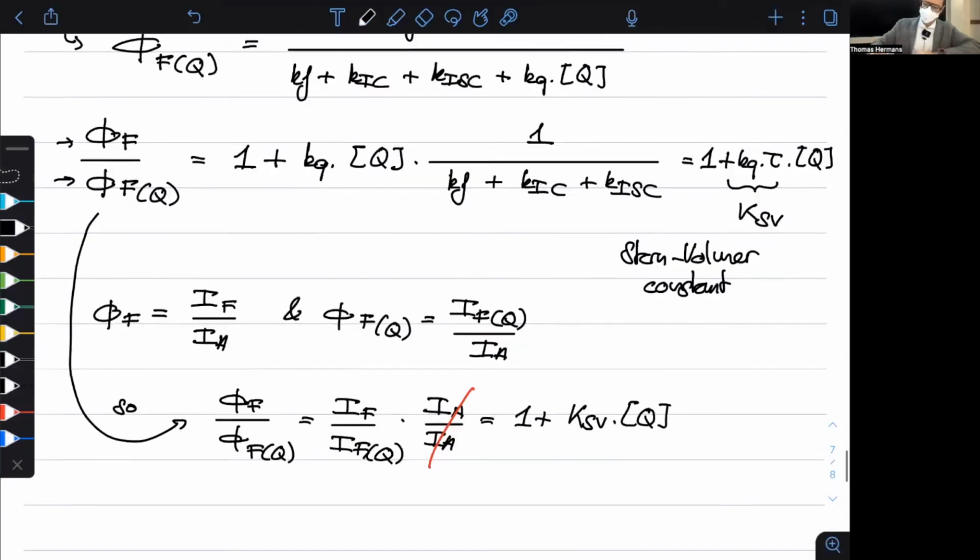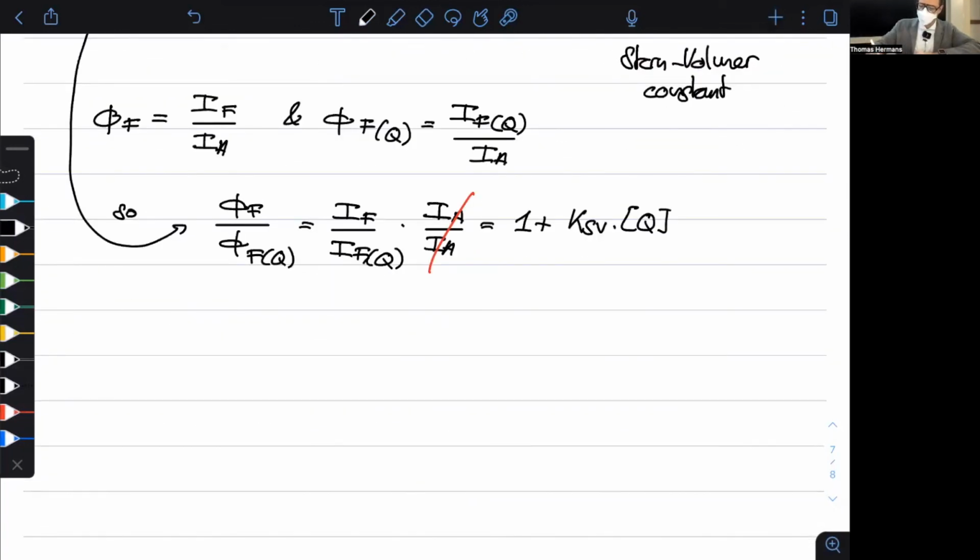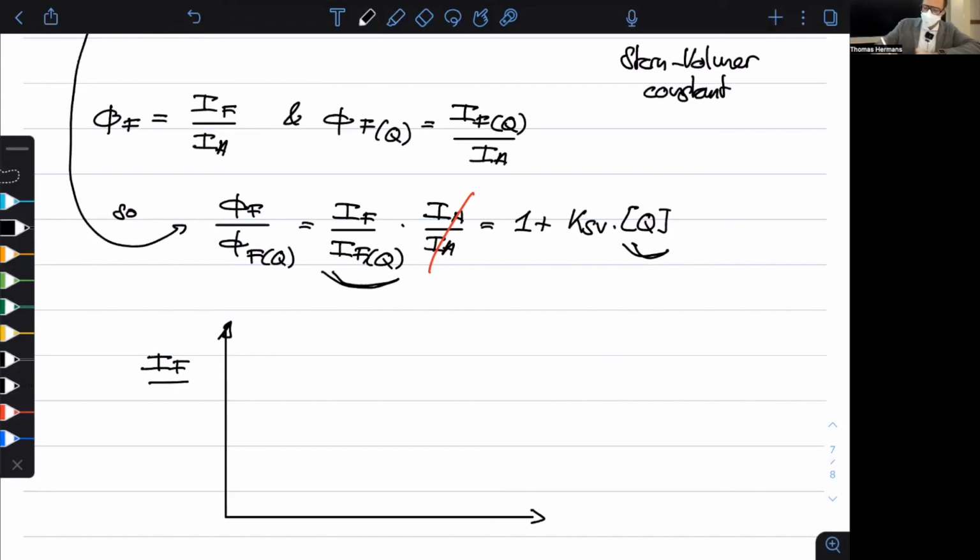Okay. So what we can do experimentally is we can measure this and plot it versus Q, right? So if we make a plot of the intensity of fluorescence over the intensity of fluorescence with the quencher versus quencher concentration, we'll get a straight line in theory. And the slope is the Stern-Volmer constant. Okay.